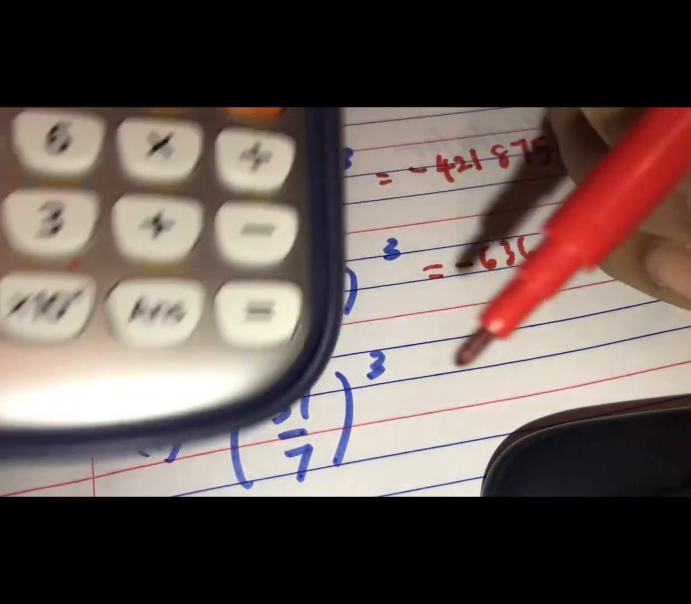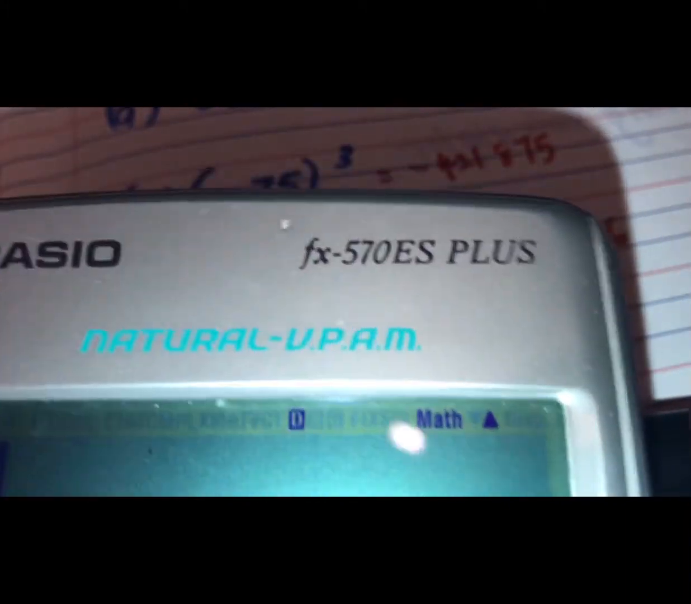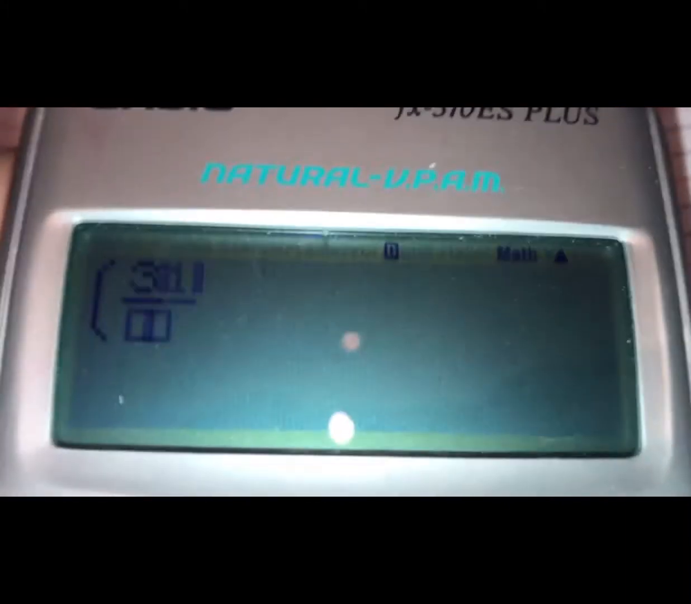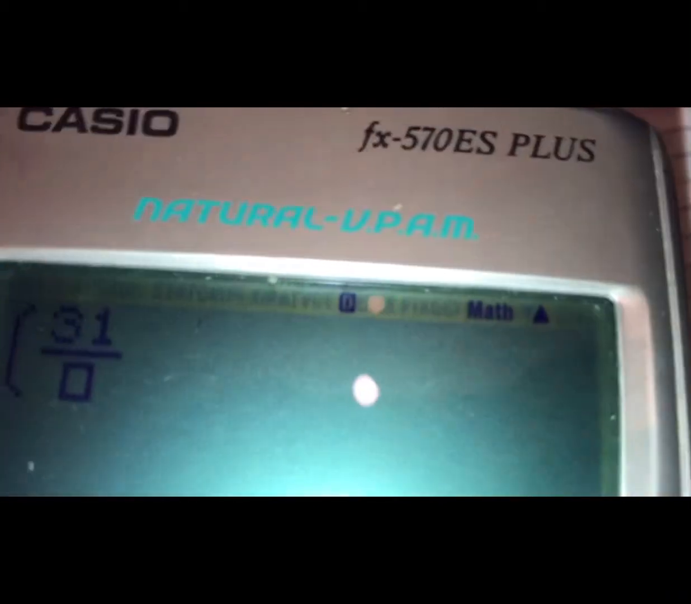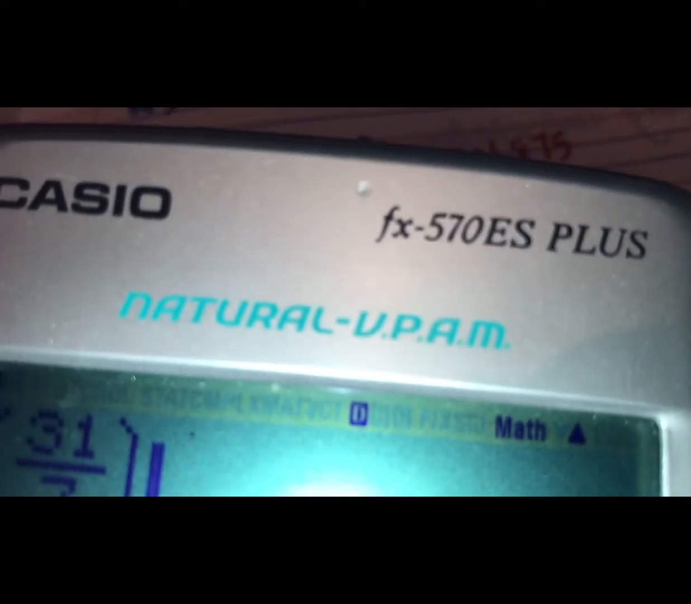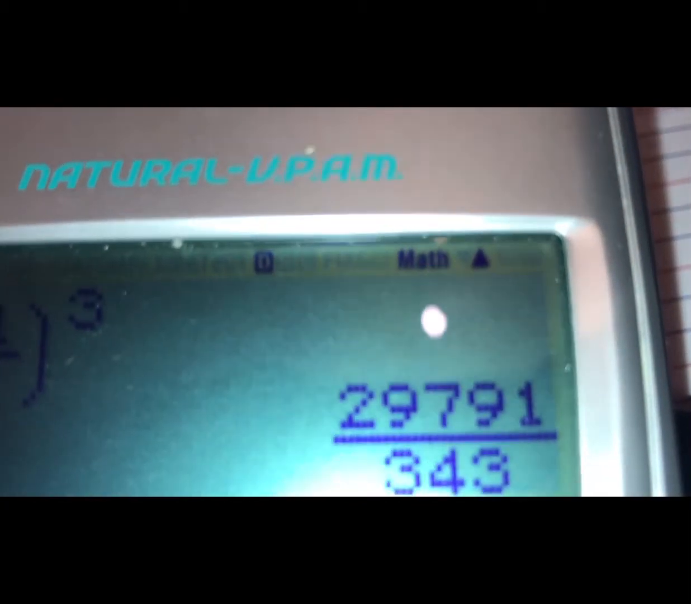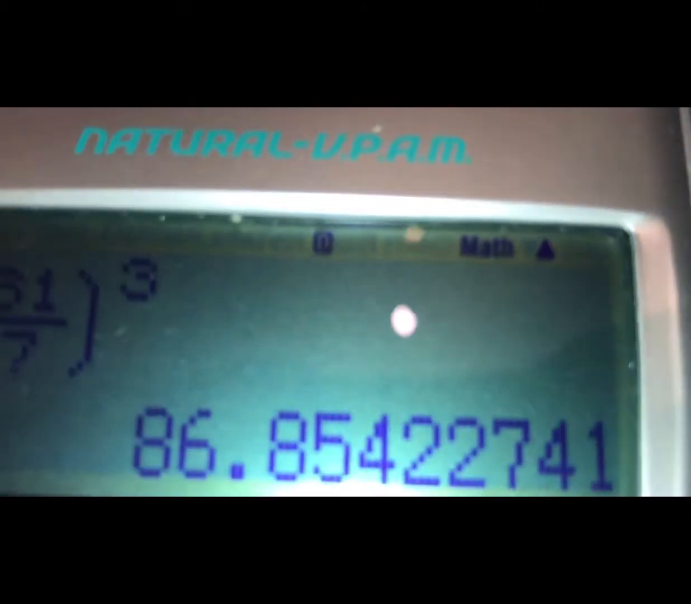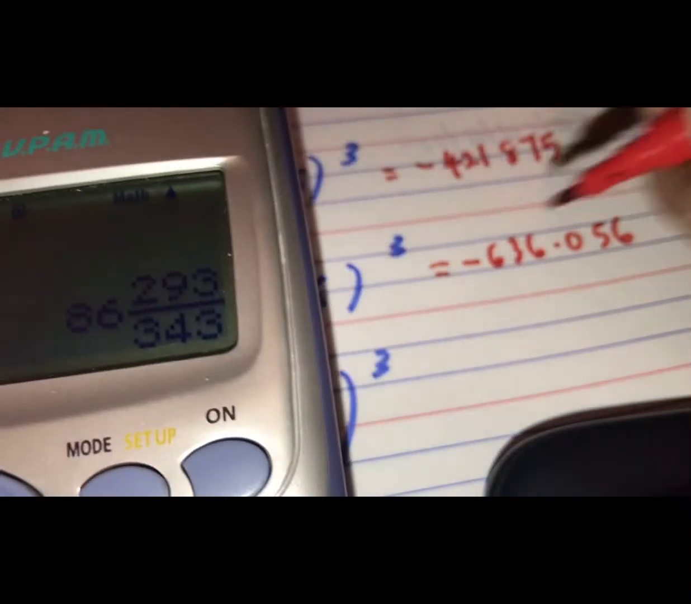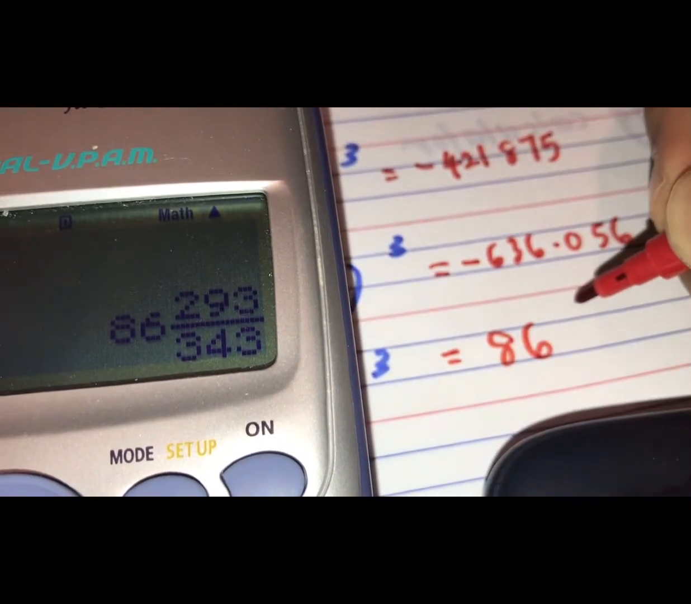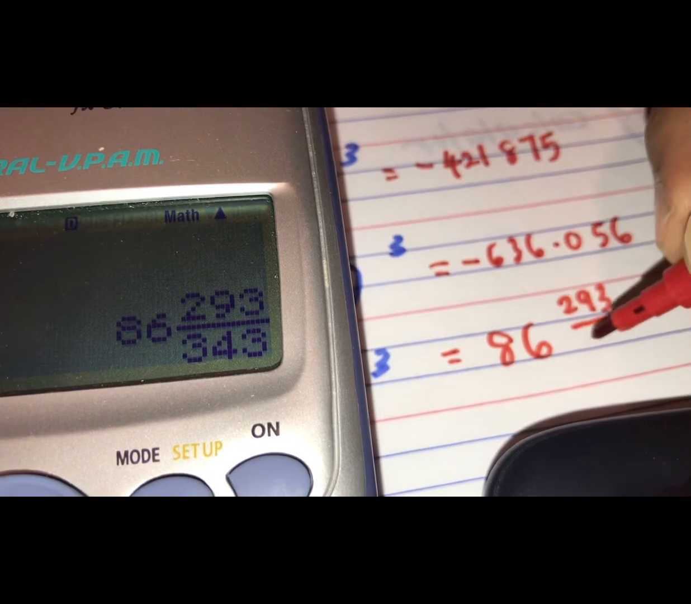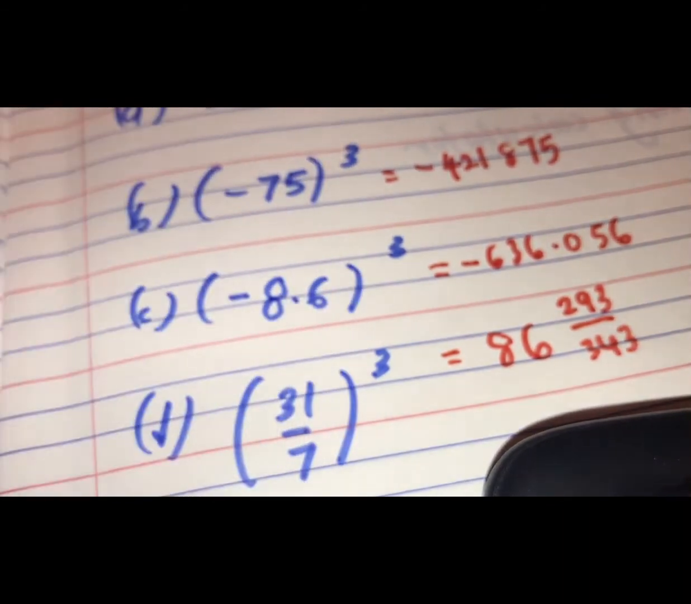Next, press the calculator. 31 over 7. Open bracket, and then this one, 31, and then press the down arrow, 7, so 31 over 7, close bracket, and cube, shift, cube. Equal to this one. You can change to decimal. The answer can be decimal or fraction. If too long, you can change to mixed number. Shift and SD here. You can write this answer also. Both can. Decimal can, fraction can. 86,293 over 343. So this one is the answer.